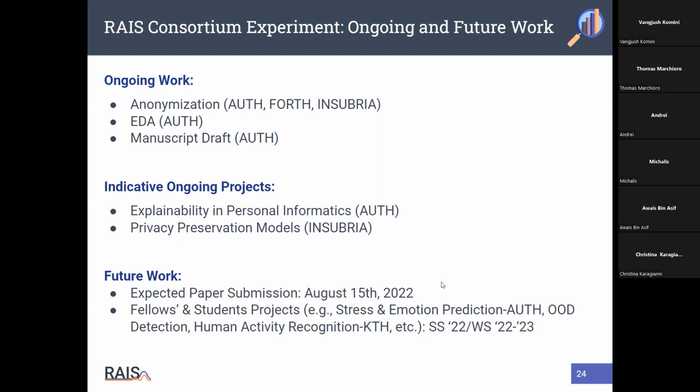Similarly, there are, of course, more fellows' projects and student projects that are working on the dataset, and I'm more than happy to hear suggestions from you on whether this dataset could be useful for your research.